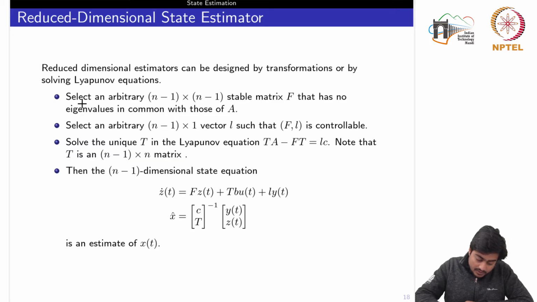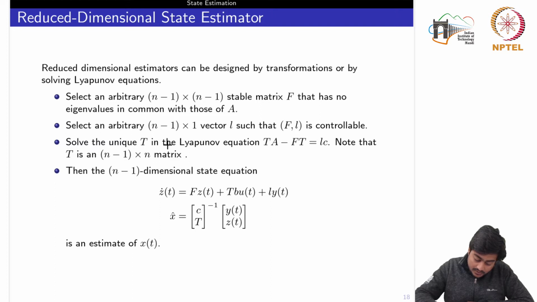So if we recall the steps we had seen in the full order observer, there we select an arbitrary stable matrix F of dimension n. But here we select an arbitrary matrix of dimension n minus 1, which is less than n, and in addition the eigenvalues of this F matrix are not common with those of the A matrix. The next step is to select the vector L of appropriate dimension such that the pair F comma L is controllable.